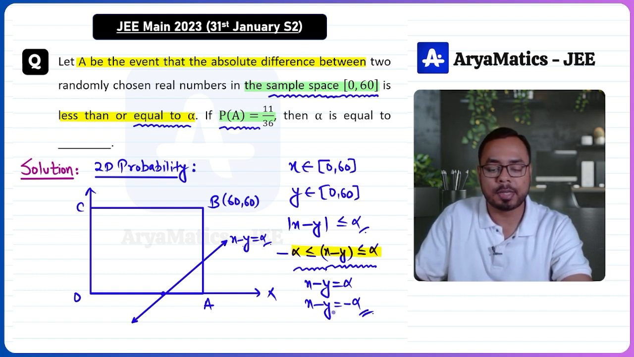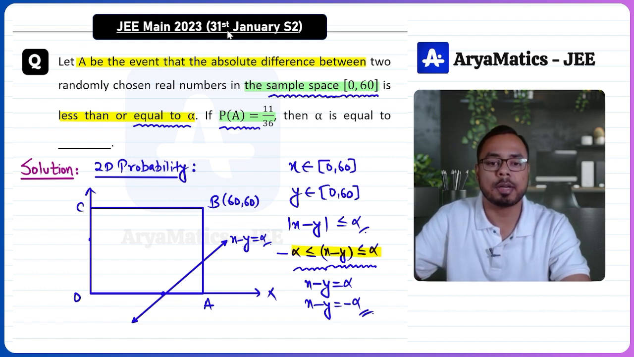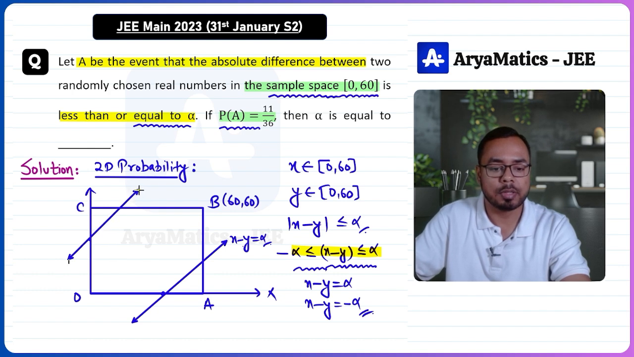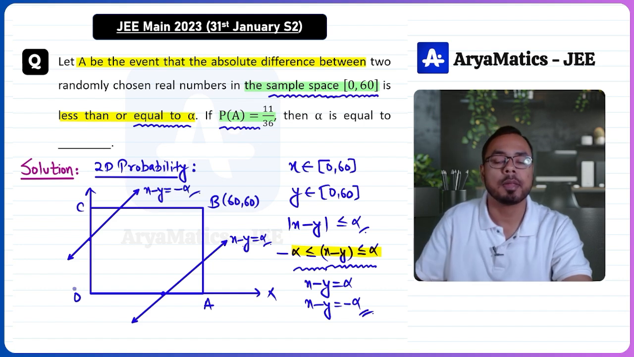And if I make y 0, then you will get x as minus alpha, and if you make x 0, then you will get y as plus alpha. So this should be the other line, right? The second line will be passing through these 2 points, and the equation of this line will be x minus y equals minus alpha.